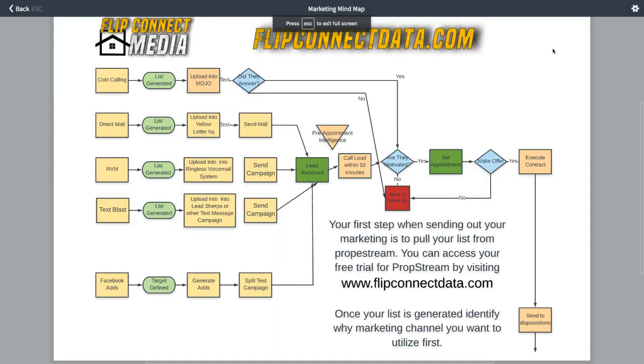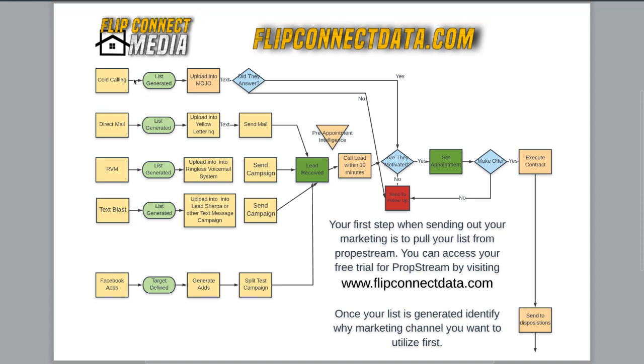You got to have a well-defined process when you're marketing for these people, which is where this marketing map comes into play. So what we're doing is we're going to generate a list, right? Now, if you go to Flip Connect Data, this will give you access to a free 7-day trial of PropStream. We've tried a lot of different list providers. We've worked with ListSource, we've worked with REI Pro, RealFlow, we've tried some other niche lists, and this is by far the best data that we have found, bar none, bar none.